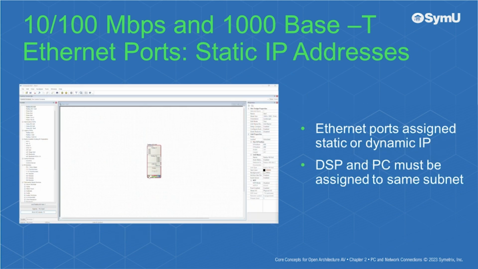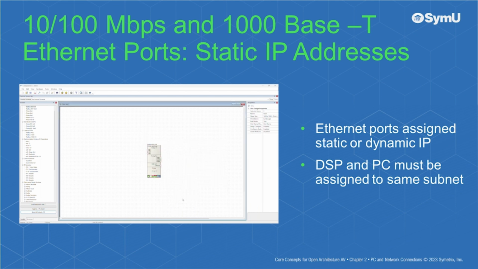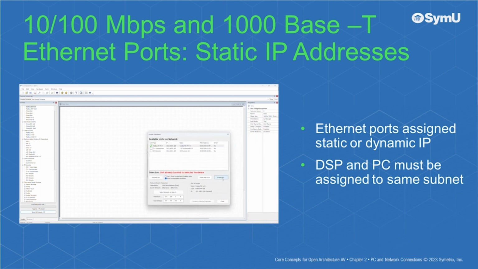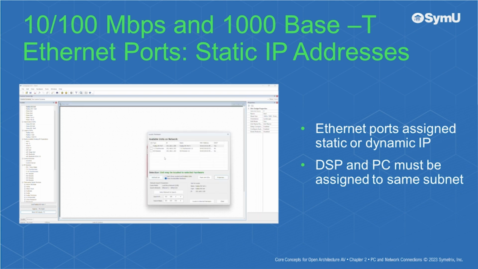Using Composer, Ethernet ports may be assigned static or dynamic IP addresses. The DSP and the PC must be assigned to the same subnet. This video shows an example of setting a DSP to a static IP address and then back to DHCP, where it will automatically receive an address in the given range. Note that the DSP remains locatable in Composer because of the given static and DHCP IP addresses, but that the PC's network interface is also set in the same range.